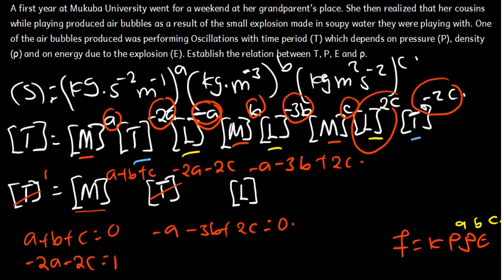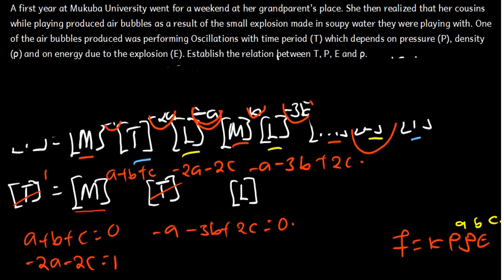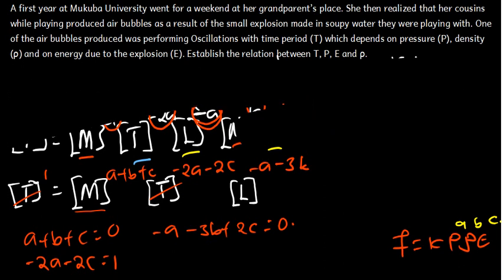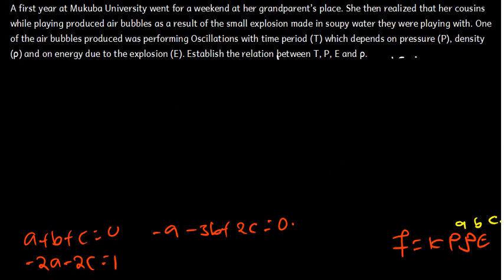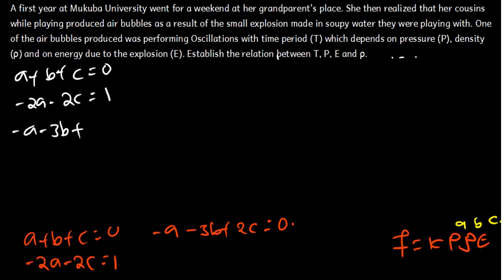Okay. So now from here we can get rid of this. We need to find the values of a, b, c. Those are the steps which you have to follow for you to come up with this. So let me just write these equations. We have a plus b plus c has to be equal to 0. We have negative 2a minus 2c has to be equal to 1. We have negative a minus 3b plus 2c has to be equal to 0.